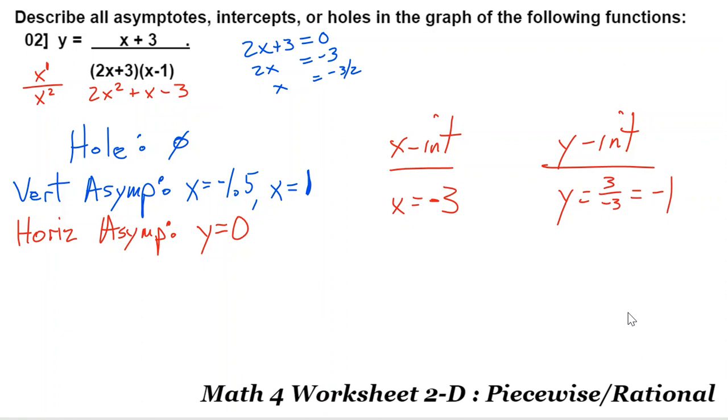And just as I think I'm done with it, I just glance at my two intercepts and I glance at my holes and asymptotes and just make sure that there is no problems here. No conflict of interest or anything like that. Right.